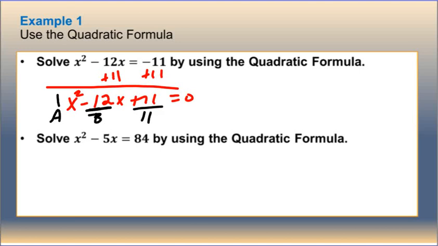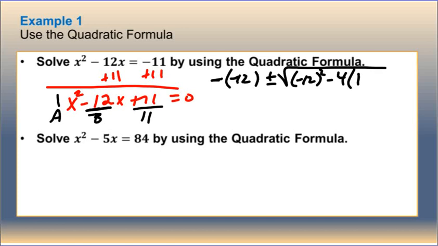So if I were to put this into the formula, the opposite of b, the opposite of negative 12, would be negative 12 plus or minus the square root of b squared, negative 12 squared, minus 4, our a is 1, our c is 11, divided by 2a, and our a is 1. So the quick way of doing this is putting it into your calculator. So we'll grab our calculator here.